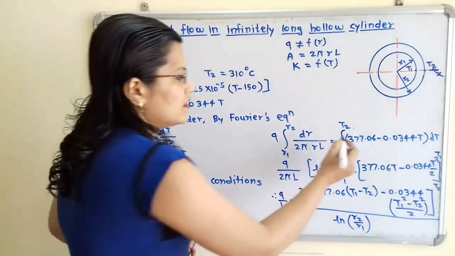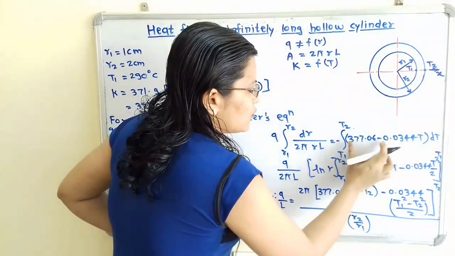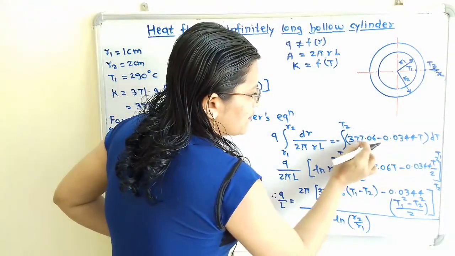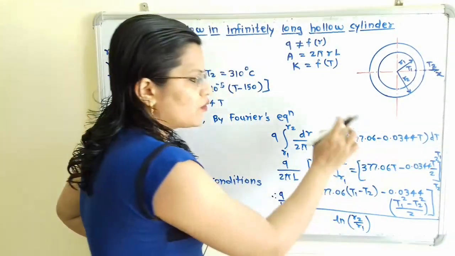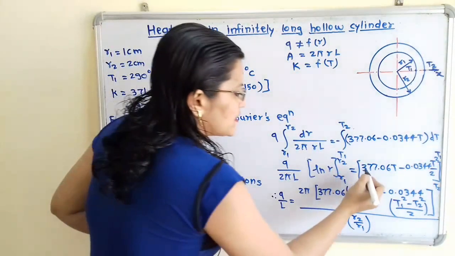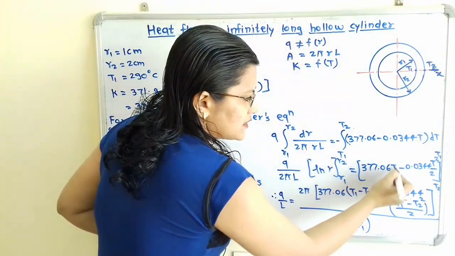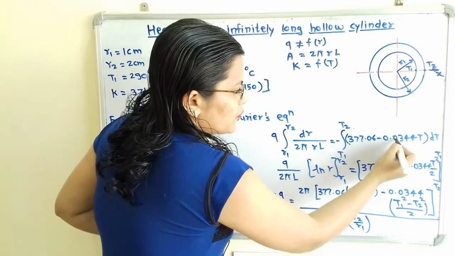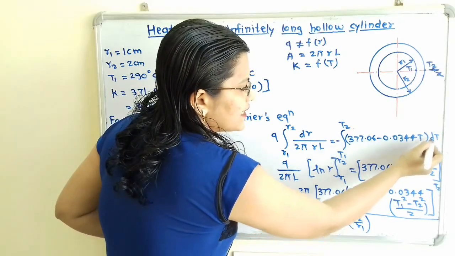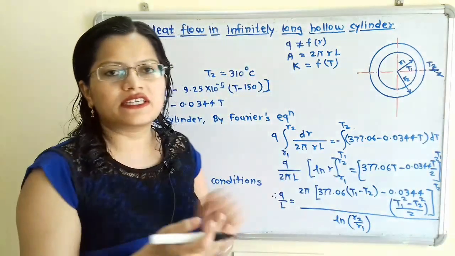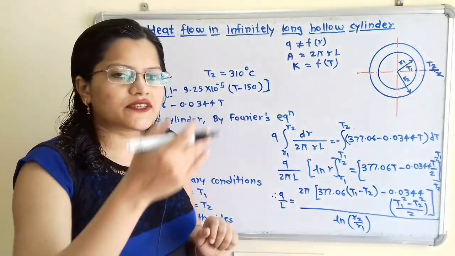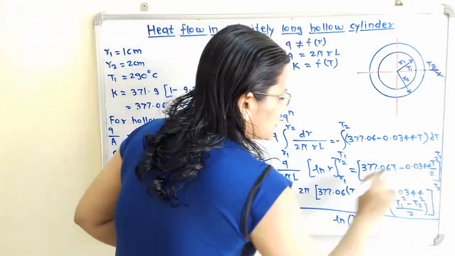Now here, if we observe, there are two terms: 377.06 dT. What is the integration? That is 377.06 T, minus 0.0344 T dT. So what is the integration of T dT? That is T square by 2. So we have to write here T square by 2.